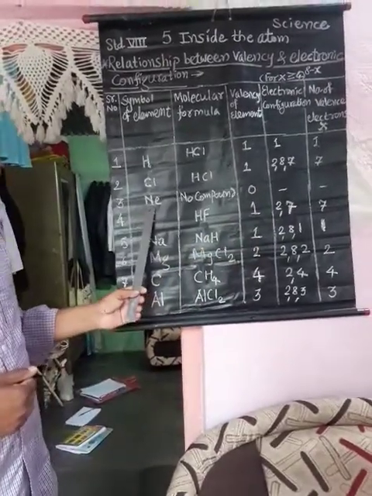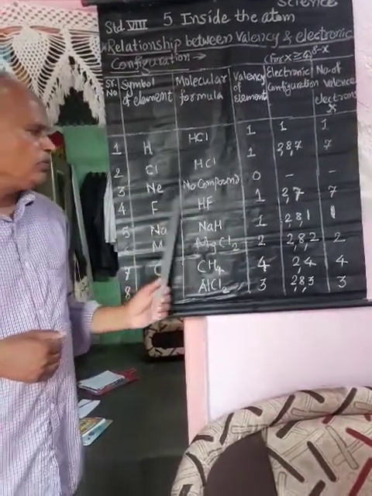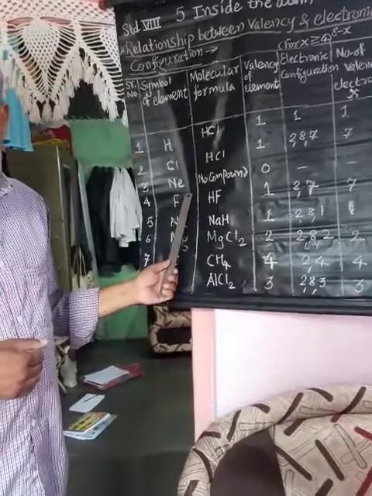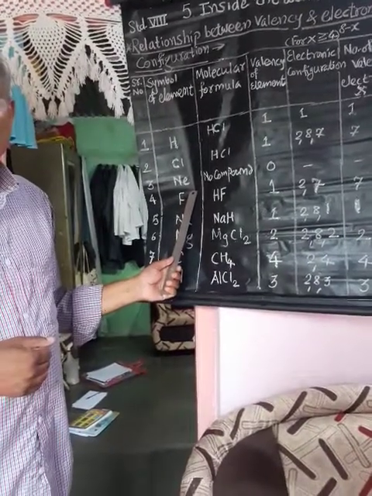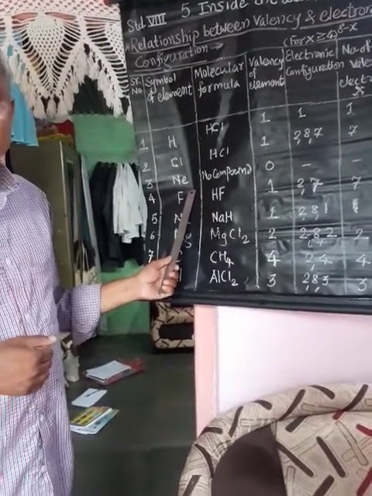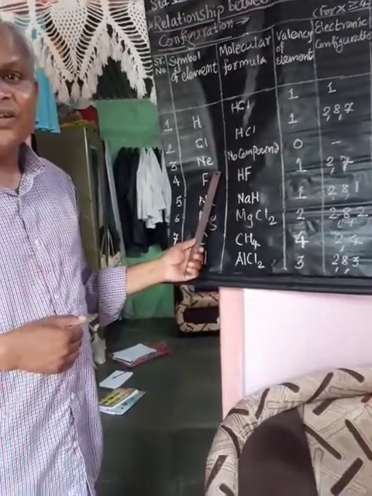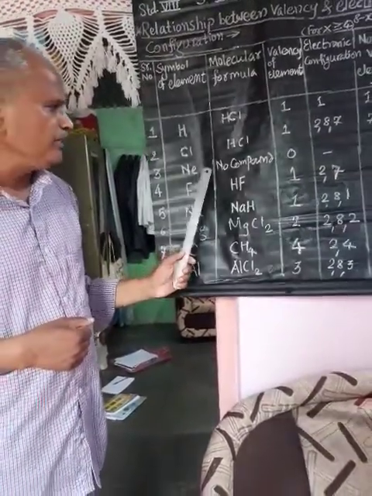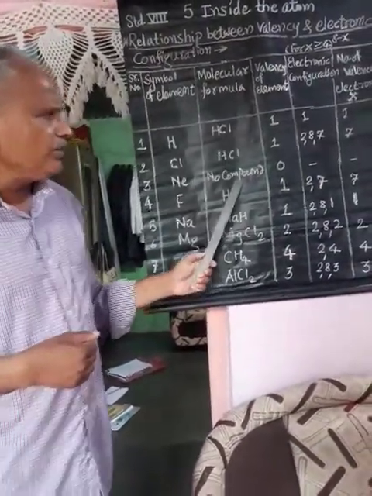Then neon. We will not get compounds of helium, neon, krypton, xenon, argon, radon. These are the inert gases. These are called the noble gases. They do not chemically react with other elements. We will not get a compound of them.